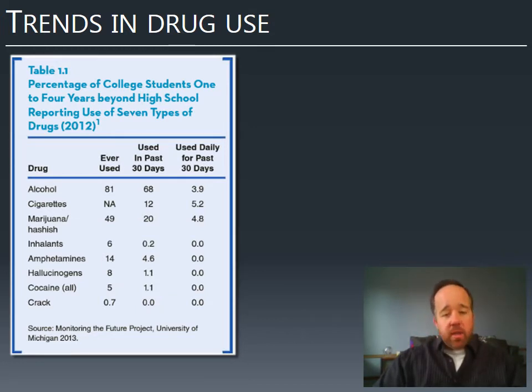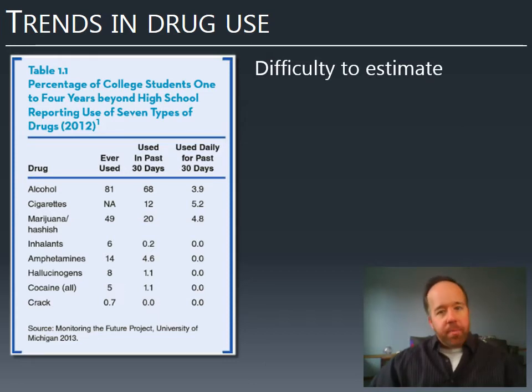And as you might expect, the numbers decrease in that order. So ever used is the most common, and then fewer people have used any given drug in the last 30 days, and even fewer have used it daily. In fact, if you look at this table, you see that a handful of individuals that have taken the survey have used alcohol or cigarettes or marijuana daily, whereas none have used inhalants, amphetamines, hallucinogens, cocaine daily. And so this gives us a broad overview of what fraction of the population is using a given drug and how often they're using it.